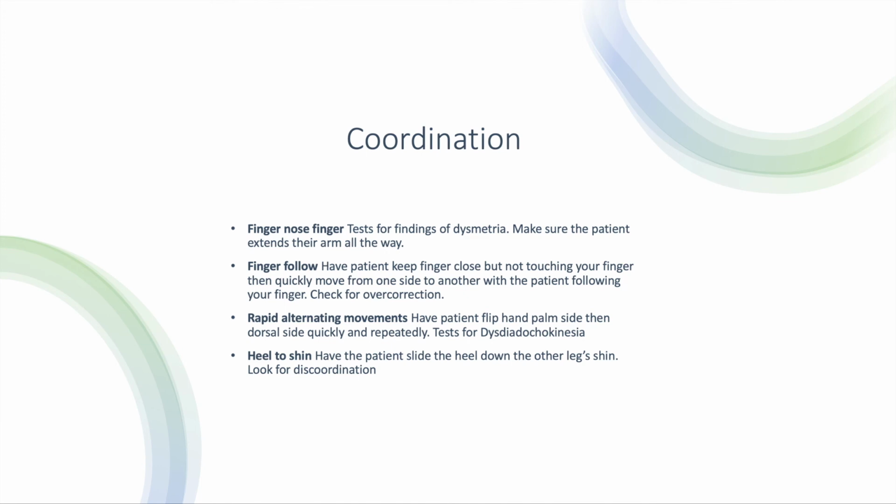And then you do things like finger follow, where the patient keeps their finger close to you but not touching your finger, and then you quickly move from one side to another and the patient should follow you. You want to check for overcorrection. Basically, their finger would move either too far and then have to correct, or too little and have to move forward again. Then you test things like rapid alternating movements. You have the patient flip hand palm side, then dorsal side quickly and repeatedly, and this is for dysdiadochokinesia. And then you also want to check the heel to shin, where you have the patient slide the heel down the other leg shin, looking for any signs of discoordination or dysmetria.